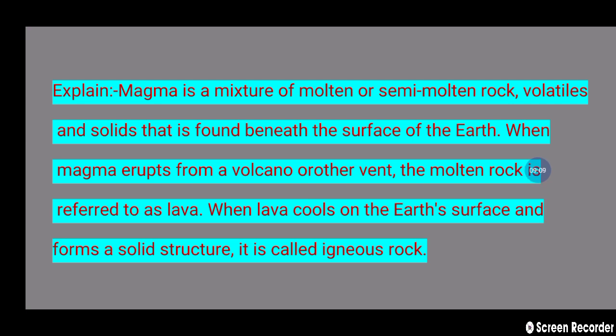Question 110, explanation: Magma is a mixture of molten and semi-molten rock, brittle and solid, found beneath the surface of the earth. When magma erupts from a volcano or other vent, the molten rock is referred to as lava. When the lava cools on the earth's surface and forms a solid structure, it is called an igneous rock.